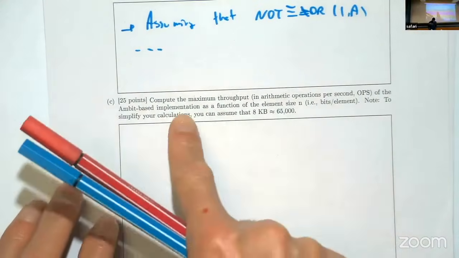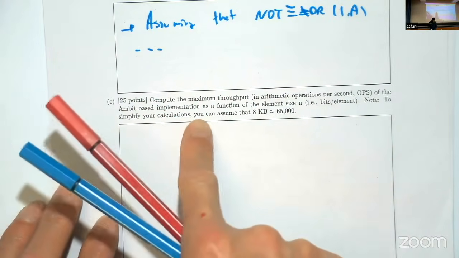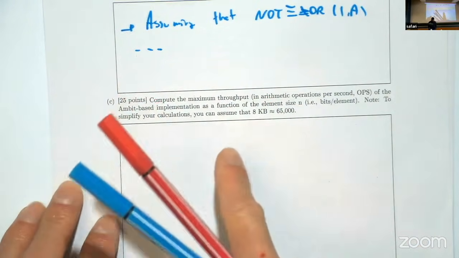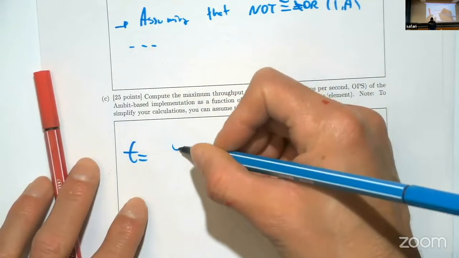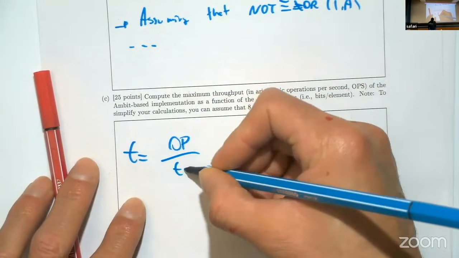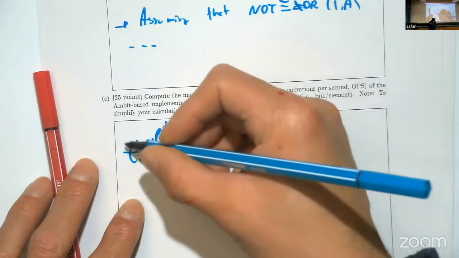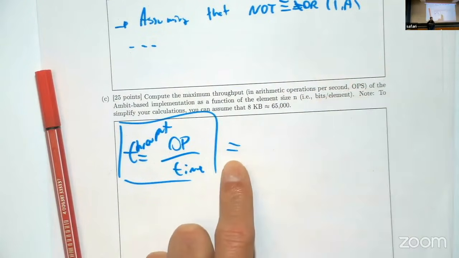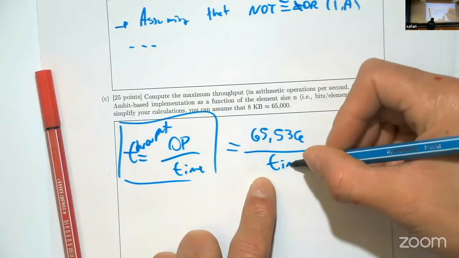Compute the maximum throughput in terms of arithmetic operations per second of the Ambit implementation as a function of the element size n, bits per element. To simplify your calculation, you can assume 8 kilobytes, 65,000. Throughput is always the number of operations that you do divided by time. The number of operations is fixed, the number of columns that you have in a row, which is 65,536. And now you need to figure out the time this is going to take.